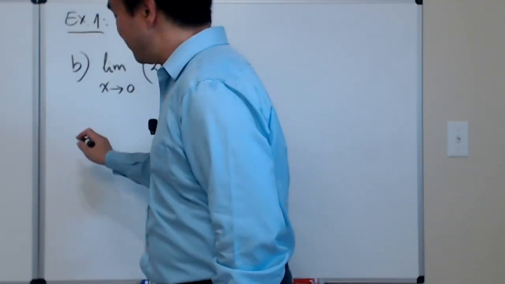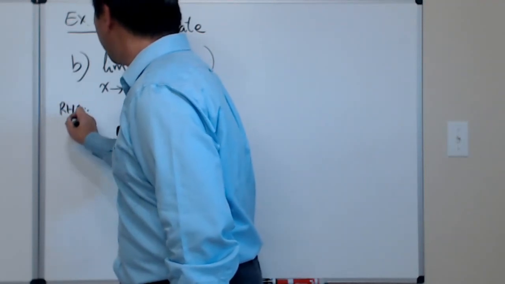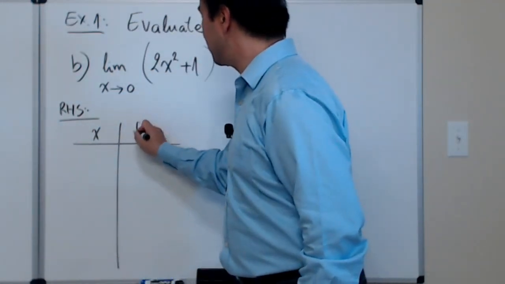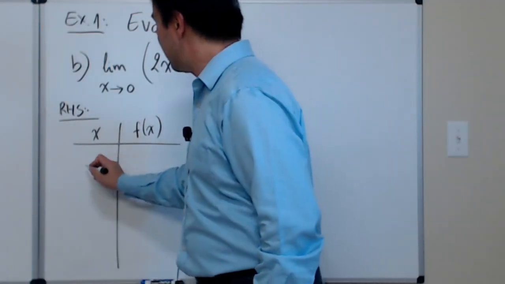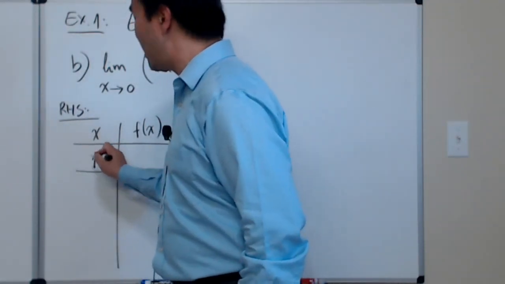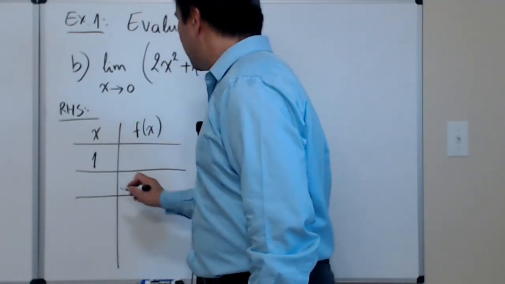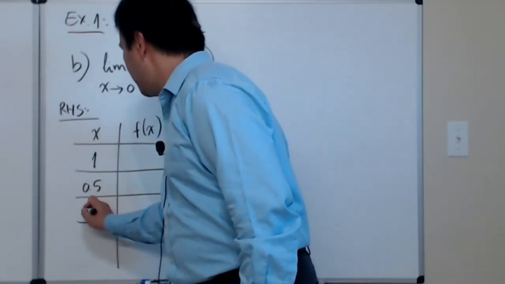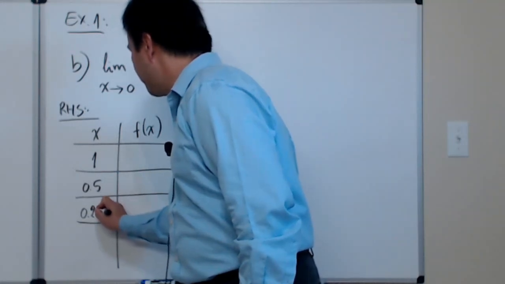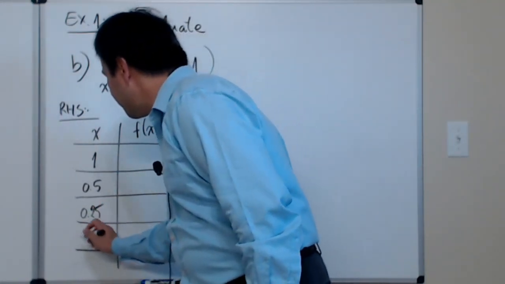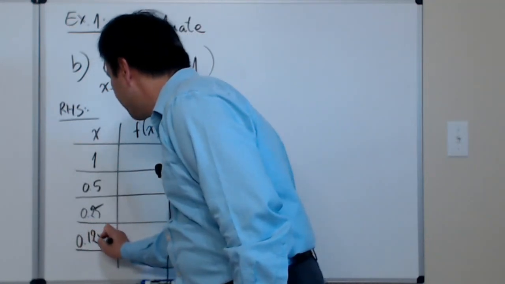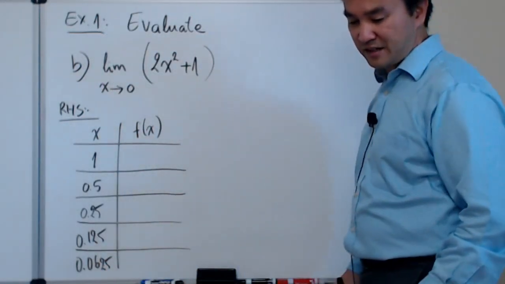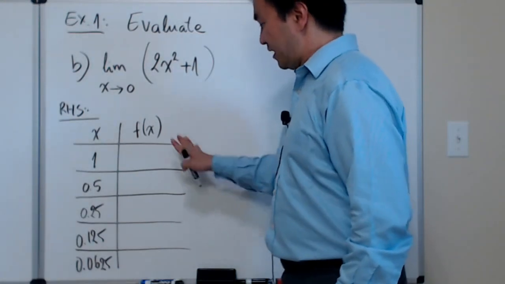On the other hand, let's now create the right-hand side table. The table should look similar. There's an x column on the left-hand side, and the function output value on the right-hand side. This time, being to the right-hand side of 0, I'm going to choose a 1 for a start. And then I'm going to jump down to positive 0.5, and then positive 0.25, and then positive 0.125, and even closer, positive 0.0625. Okay, and then once again, you can go ahead and start doing your calculation.